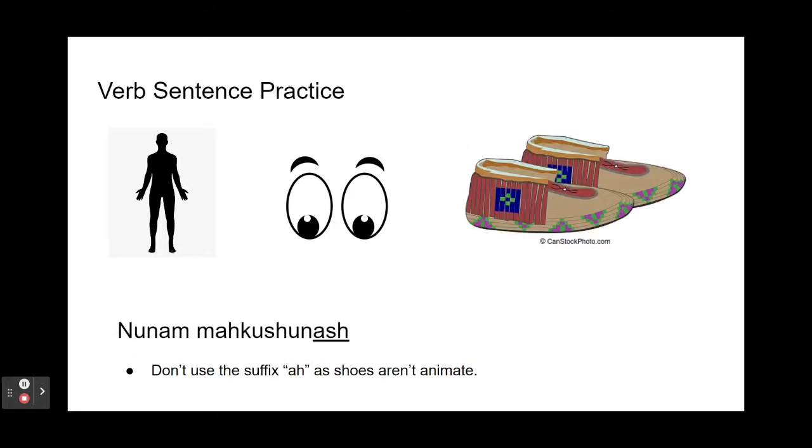Nunam mahkushunash, meaning I see the shoes. Oh, by the way, the word for shoe in Wampanoag is related to the English word moccasin. We get the English word moccasins from the Algonquian language. We do not use the suffix as shoes aren't animate objects.